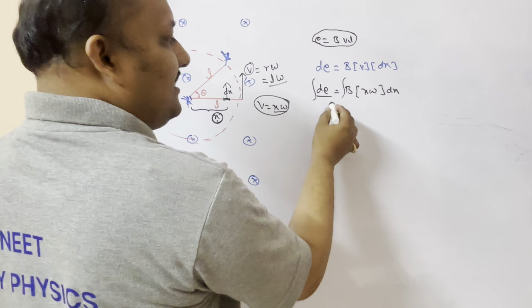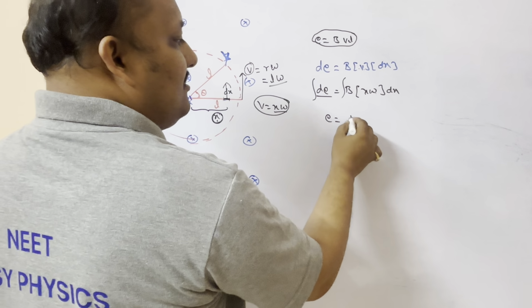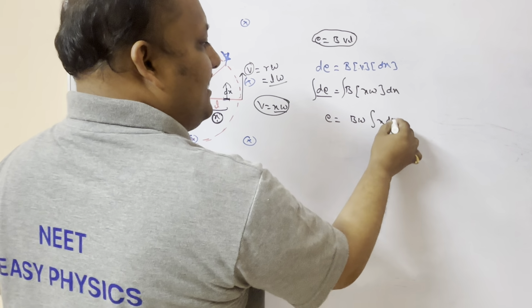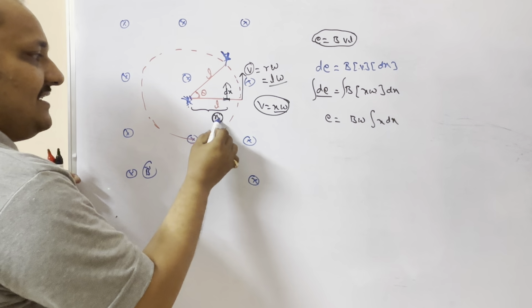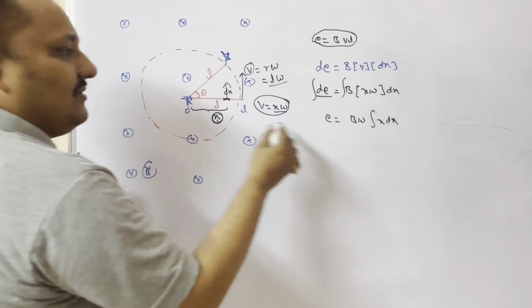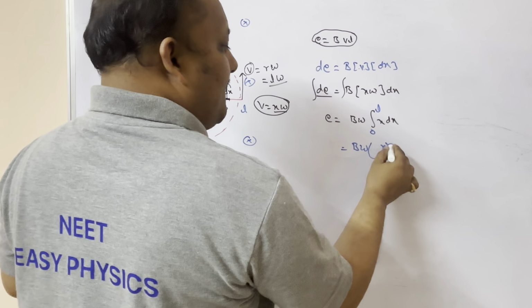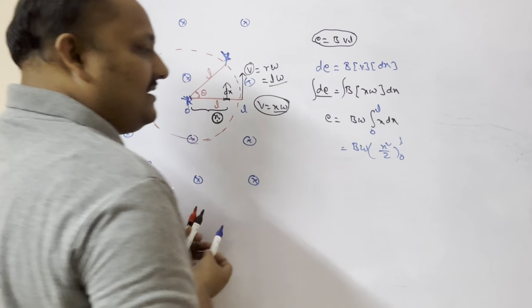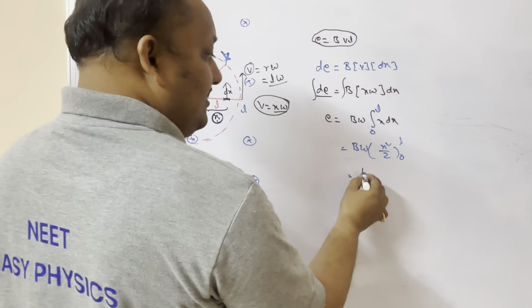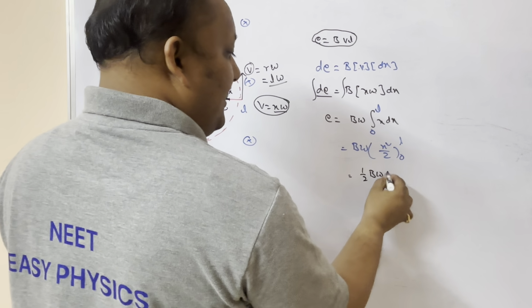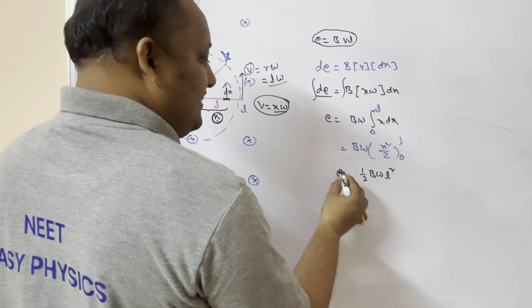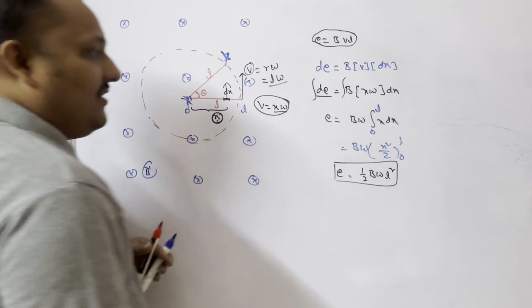Both sides you can integrate. Integral dE is nothing but E. B omega is constant, integral x dx, where x is changing from 0 to L. So B omega x square by 2 between the limits 0 to L gives half B omega L square. This is the induced EMF formula.